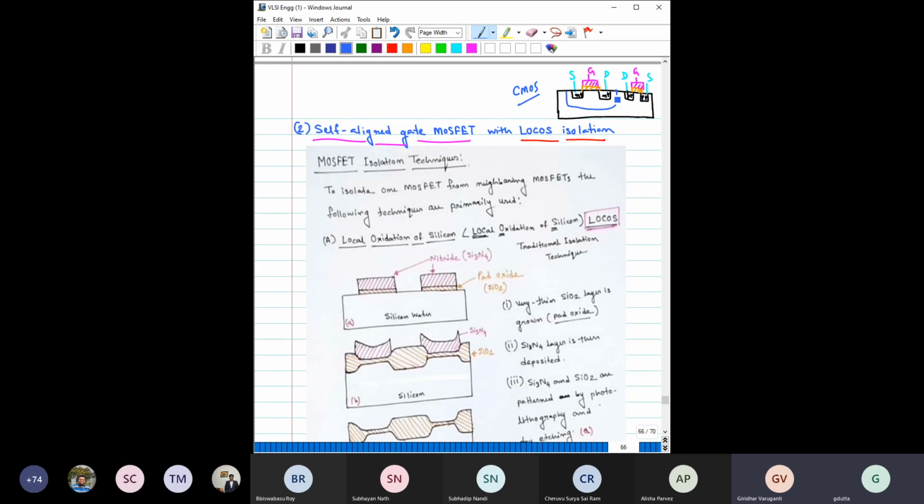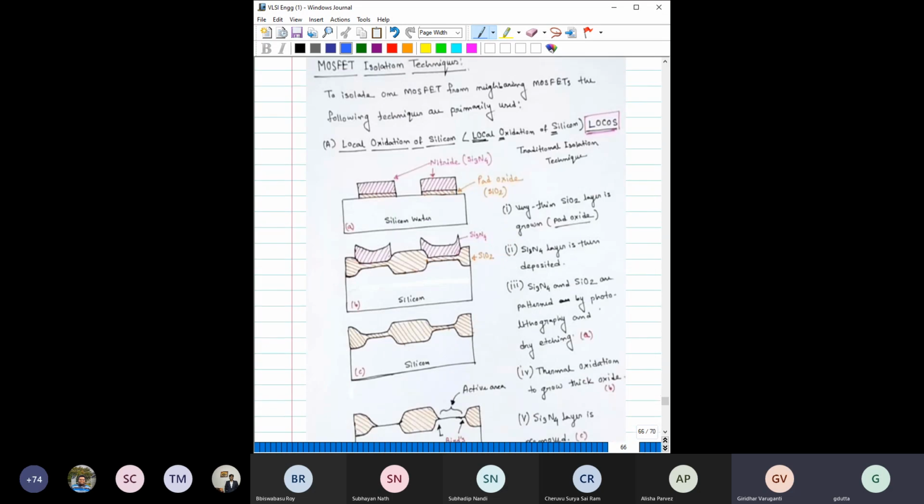We need to electrically isolate one device from the other. Electrically isolated means there is no channel between these two, so that the working of this device does not interfere with the working of the other. So the sole purpose of device isolation is this, and one of the techniques for this isolation is called LOCOS.